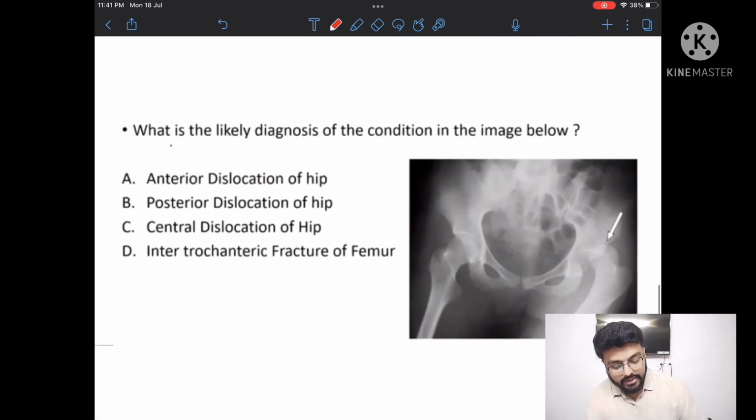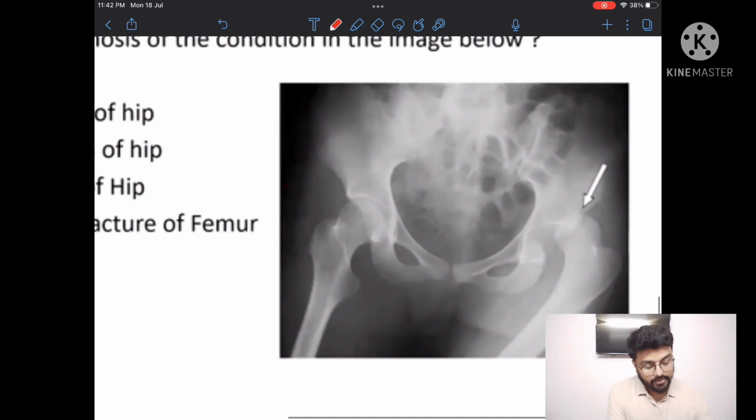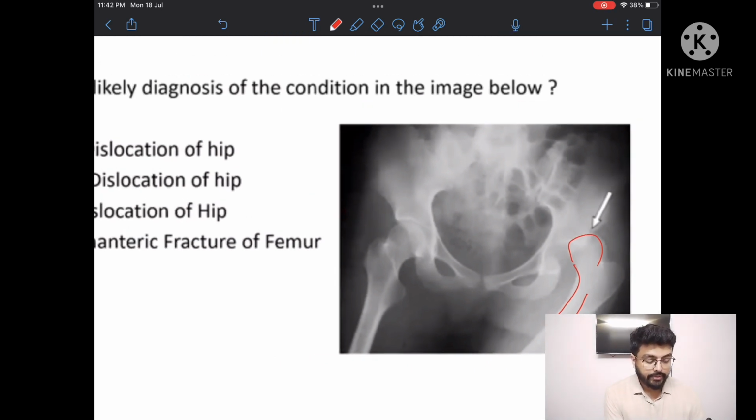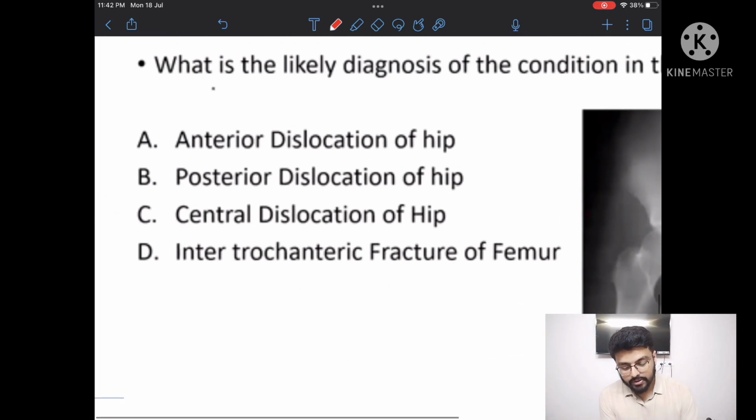Again, what is the likely diagnosis of the condition in the image below? Yes, this is clearly posterior dislocation of the hip. The head has gone outside, it is internally rotated, it is adducted. Okay, and there is shortening. Okay, because the head has gone upwards, although it is not evident here, but yes, just go by adduction and internal rotation. Okay, so this clearly suggests posterior dislocation of hip.